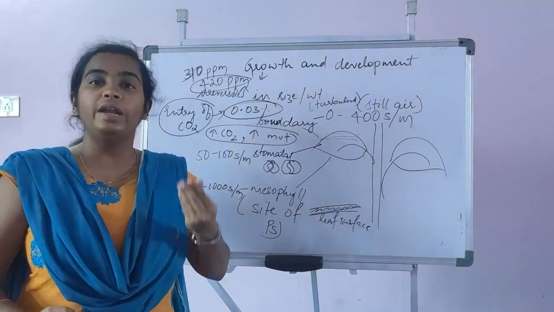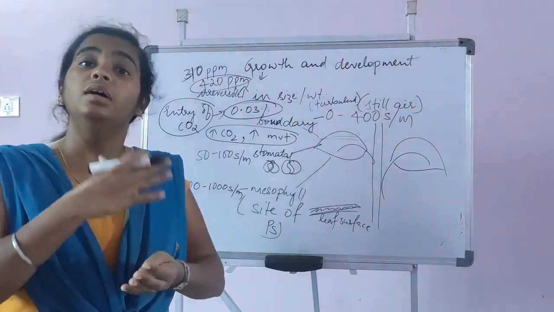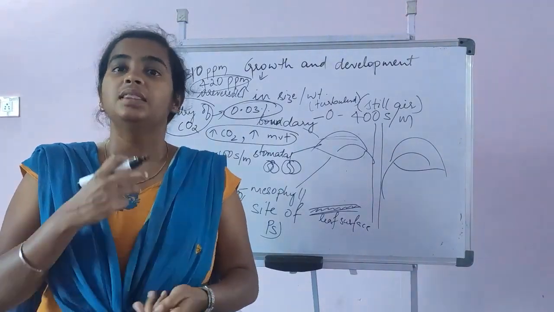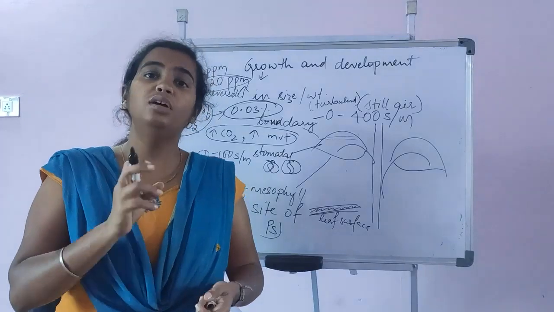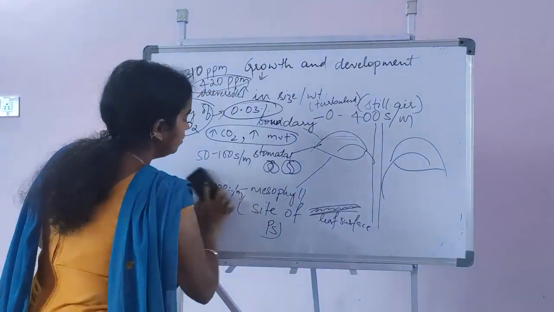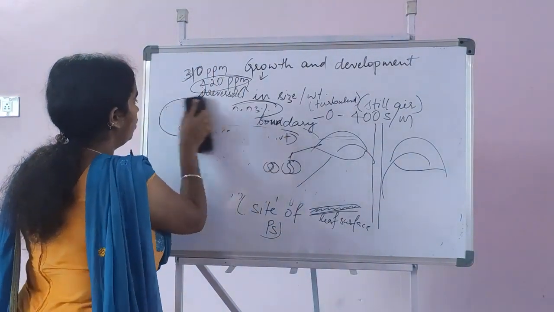And after the entry of the carbon dioxide in the plant, what happens next? The first step in that is the photolysis. So we shall study about photolysis now.